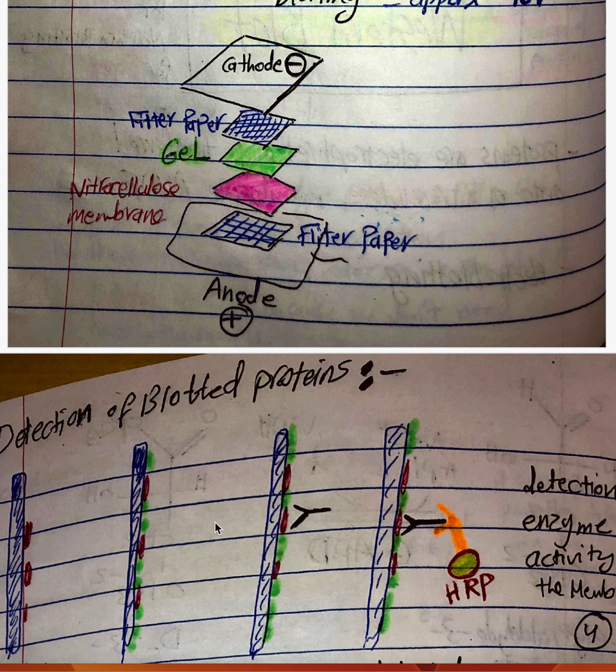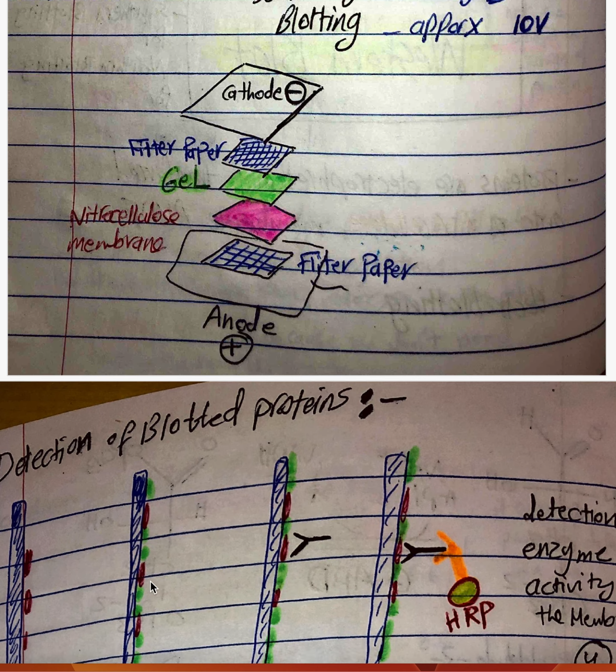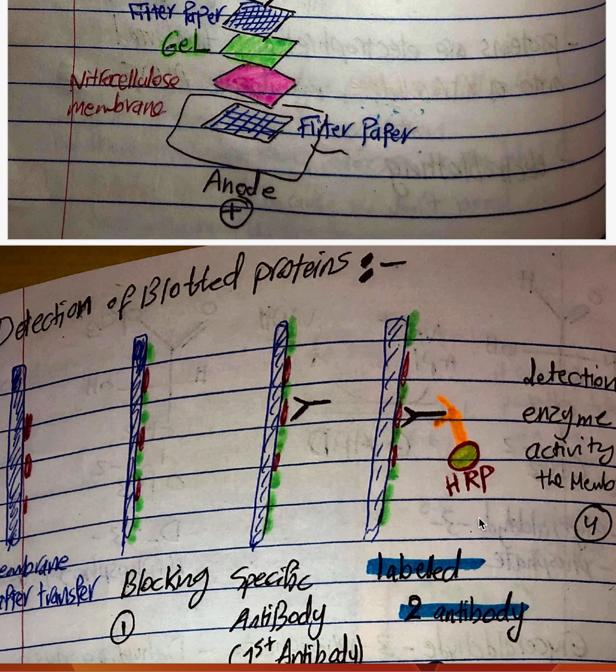The first one is protein gel electrophoresis. This is the first step. Then we make a protein transfer. Then we do blocking, first antibody probing, and detection by the secondary antibody. So it is composed of protein gel electrophoresis, where we separate the proteins and extract the protein from the sample, and then we make a protein transfer.